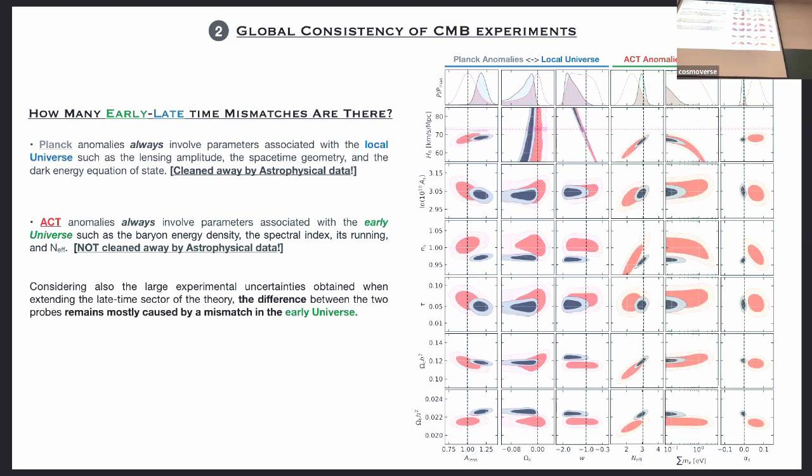On the other hand, all ACT anomalies also involve parameters related to the early universe, such as the baryon energy density, the spectral index, its running, and N_eff. And they are not cleaned away if we consider local probes, such as BAO or supernovae. So if we extend the theory, also extending the parameter spaces, and we don't consider the large experimental uncertainties associated with cosmological parameters, the tension between Planck and ACT is mostly caused by a mismatch in the early universe. That being said, let's now try to understand if this may have any implications for the Hubble tension.